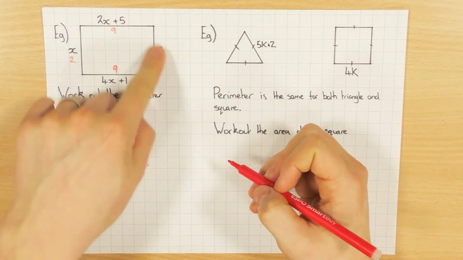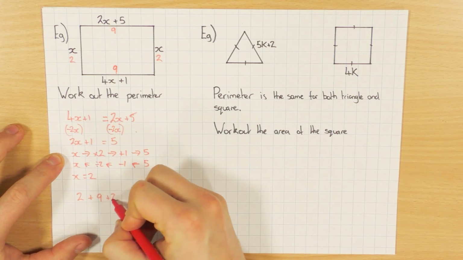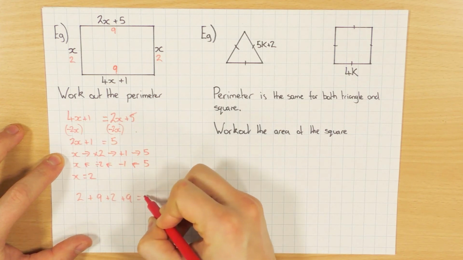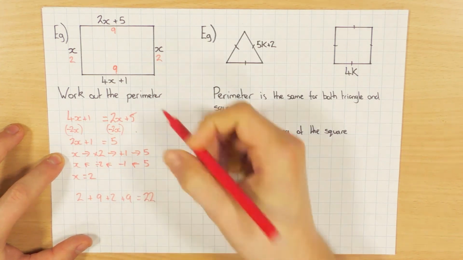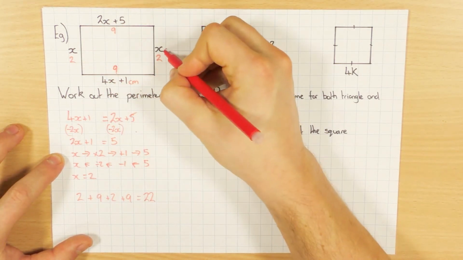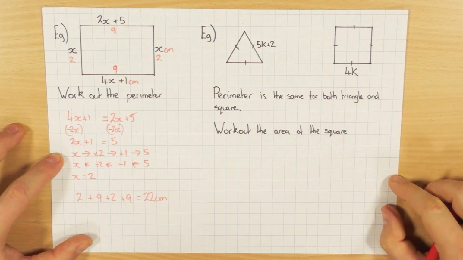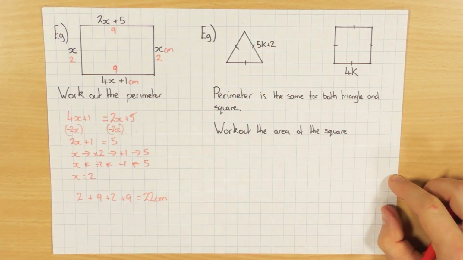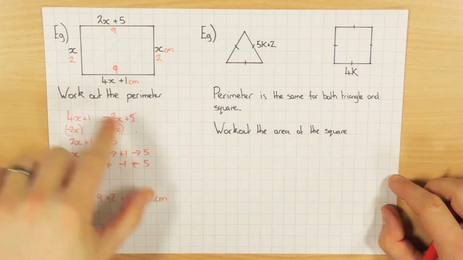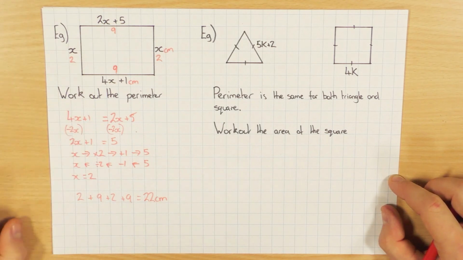Now you can work out the perimeter. Just add them all up. 2 plus 9 plus 2 plus 9. And we get 22. Now there's no units on this, but if it was to say centimetres or something like that, obviously this would be 22 centimetres. Okay. So yeah, when dealing with something like this, it might be an isosceles triangle, but if you know that two sides are the same, put them equal to each other and then you're away.